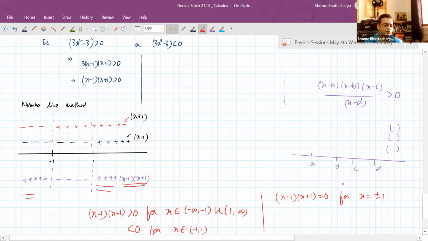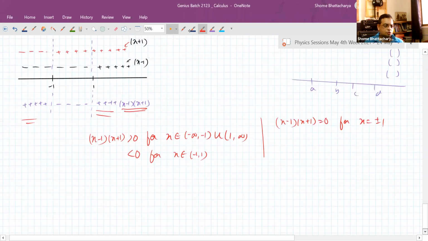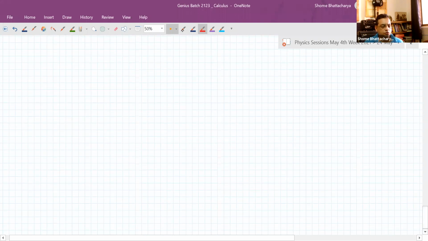In this case it's pretty obvious, but in case the inequality becomes something more lengthy, then this number line method becomes very, very useful. Okay. So hope this is all clear. Let's do a couple of questions more for practice before we come to the next concept, which will be about maxima minima.